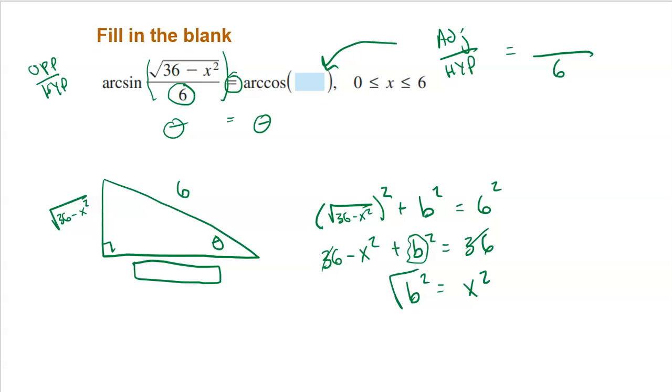And then one last step is to take the square root of each side to solve for b, and oh my gosh, what's the square root of x squared? X. So my missing side is just x. So now the input to inverse cosine is the adjacent over the hypotenuse. So I now know the adjacent is x and the hypotenuse is 6. So there is my answer.